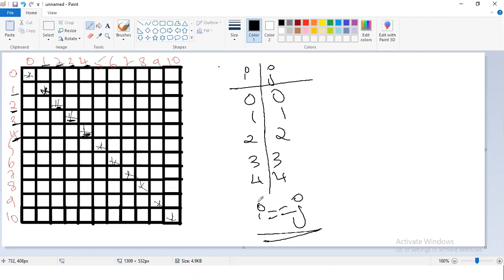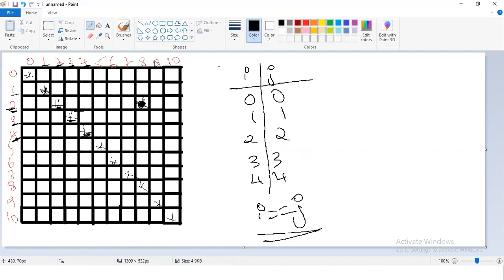Yes, so this is the equation I'm telling, which means I'm telling the compiler, wherever you see I and J values are same, print a star there. Now you tell me, apart from this line, is there any other point where I and J value are same? Let me consider this point. What's the I value? I value is 2. What's the J value? J value is 8. Are I and J same? No. So only in that line you will get I equal to J.